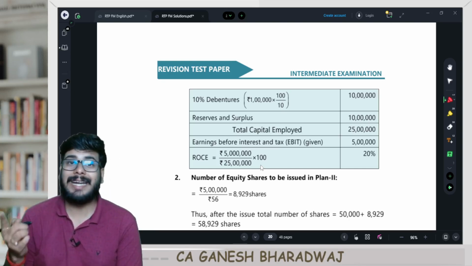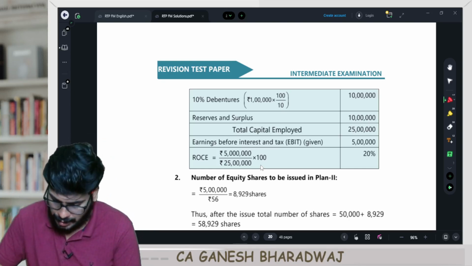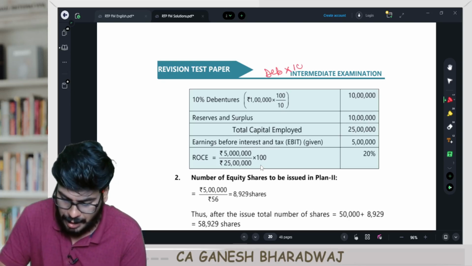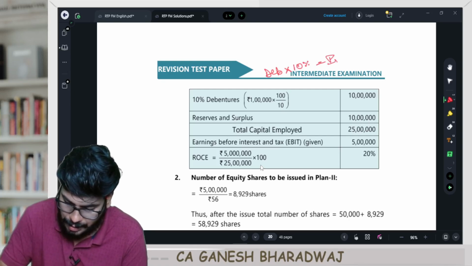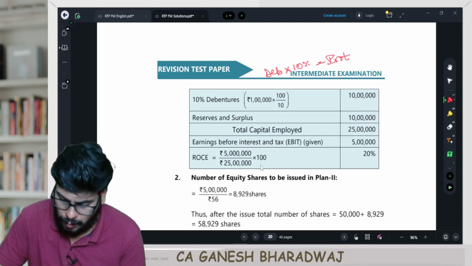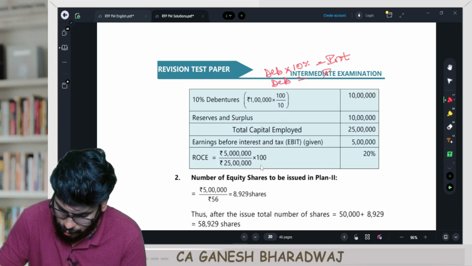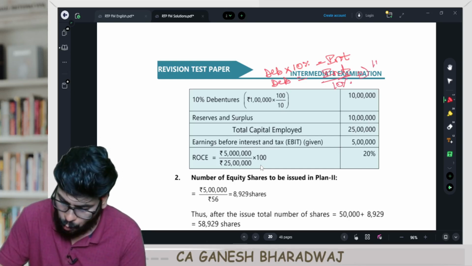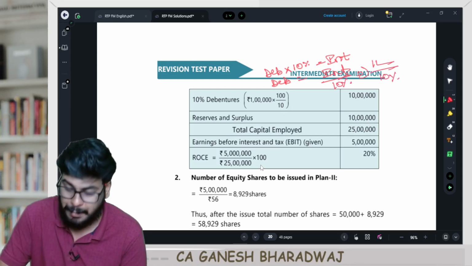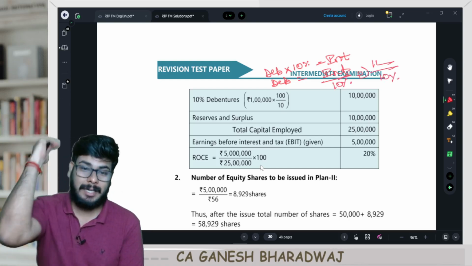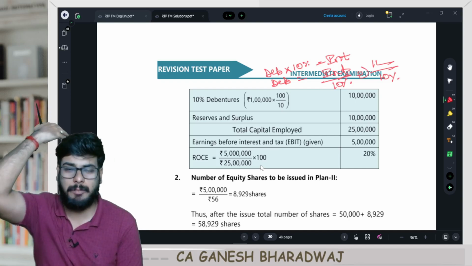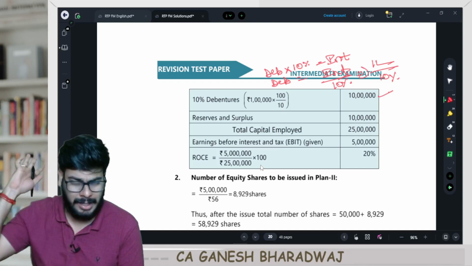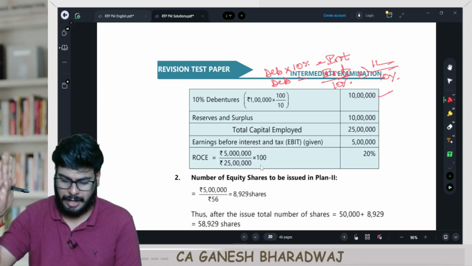Now the interest rate on debentures is 10%, right? So basically we know debenture capital into 10% is going to be interest. Or in other words, debenture capital is equal to interest divided by 10%. So how much is the total interest they have paid? 1 lakh rupees. 1 lakh divided by 10%. If 1 lakh is the interest component, how much would your total debentures value be? 1 lakh divided by 10%, that's going to be 10 lakh rupees, right? This is a straightforward computation.